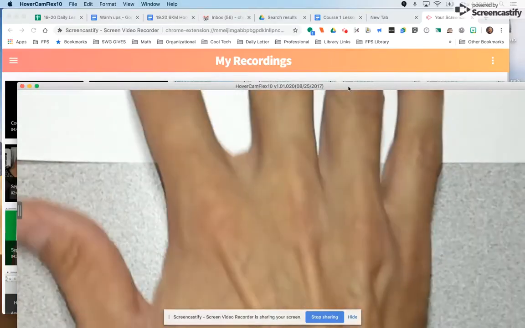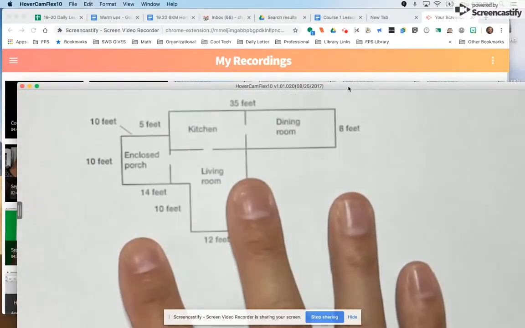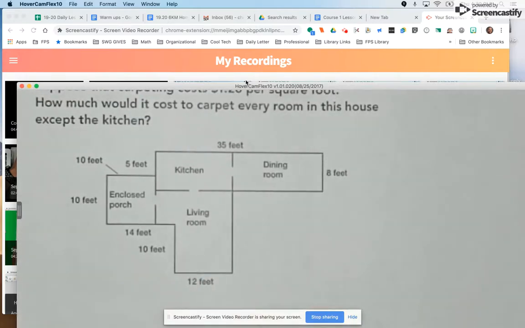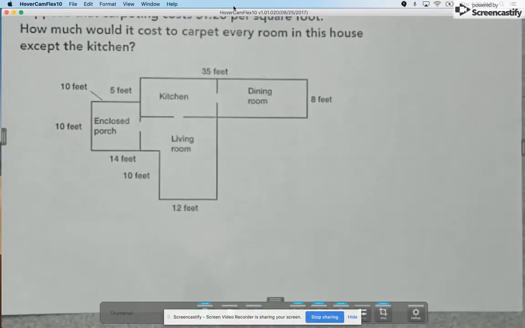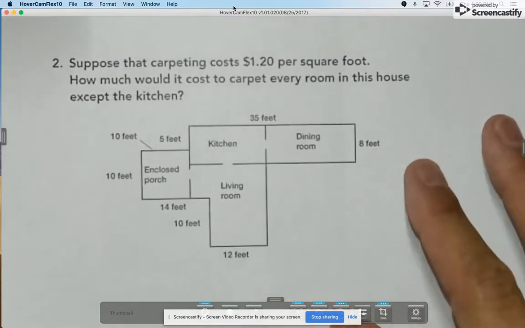Okay, here we go. It is time to do another problem. So I'm going to let you know from the beginning that this is not an easy thing. This is quite tricky, in fact.